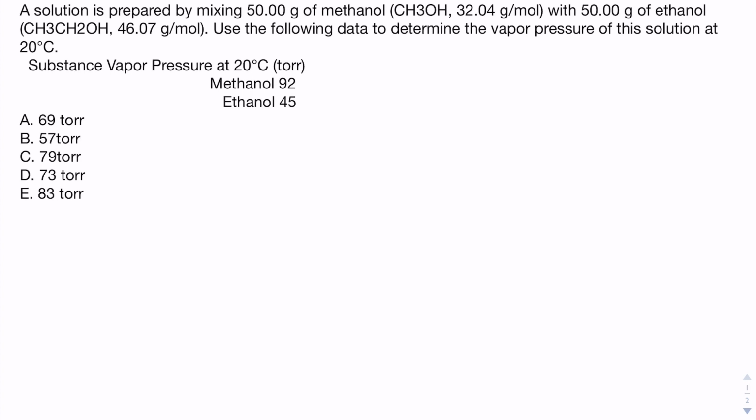Hello everyone, today we're going to do another video on vapor pressure lowering. In this example, we'll talk about how both the solute, which is the one you will have less of in our solution, and the solvent, the component you will have more of, are both volatile.